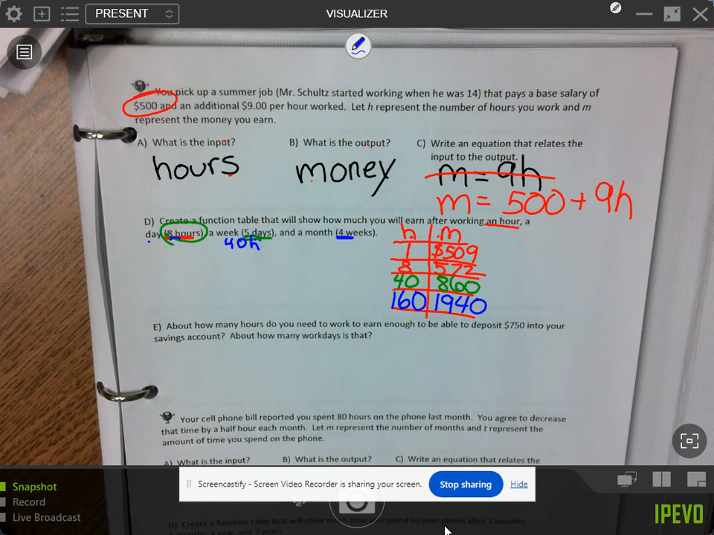Now we have E, about how many hours do you need to work to earn enough to be able to deposit $750 into your savings account. How many hours would we have to work? How should I solve that? What do you think, Fiona?